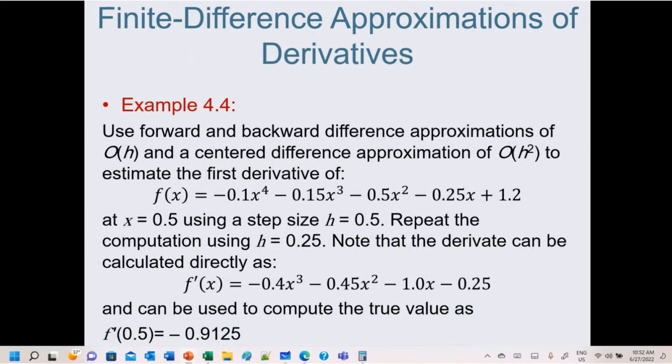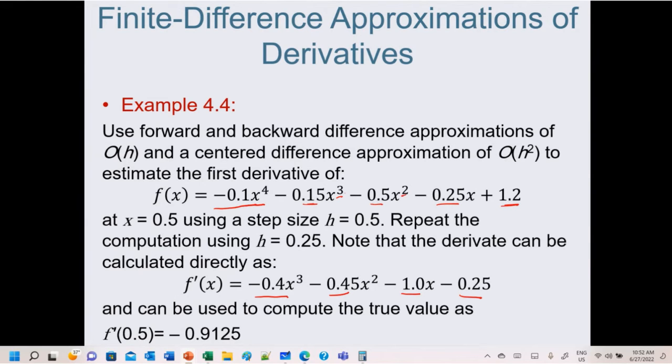We look at this example. It says use the forward, backward and centered difference approximation to find the estimate of the first derivative, which is given here. Of course, since it's a polynomial, we can very easily find the derivative of this. This is going to be minus 0.1 multiplied by 4 multiplied by x cubed, so that's minus 0.4 x cubed, minus 3 into 0.15, which is minus 0.45 x squared, minus 0.5 into 2, which is minus 1 x, minus 0.25, and of course this becomes 0.